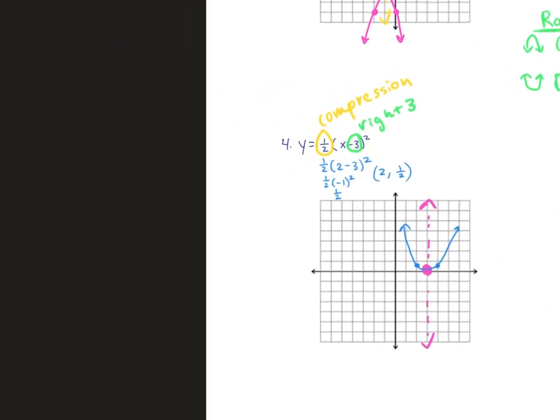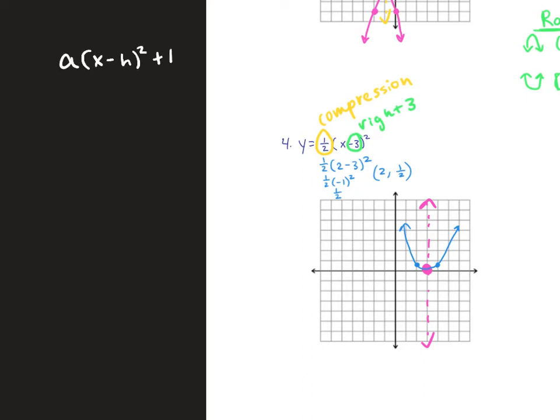So the a out front, in vertex form, we have a times (x minus h) squared plus k. The a tells us if we have a stretch or compression. If a is greater than 1, it's a stretch. If a is in between 1 and 0, it's a compression. So if it is a fraction, it's a compression. Whenever you see a fraction, it's going to be a compression.